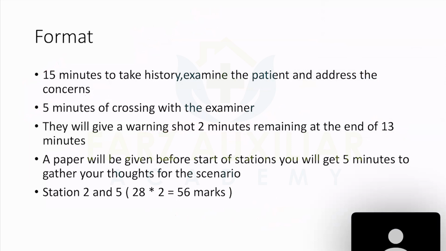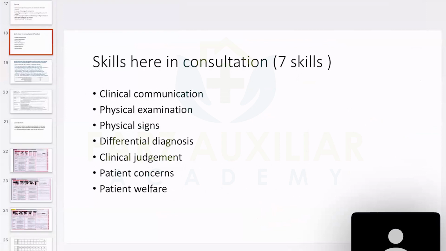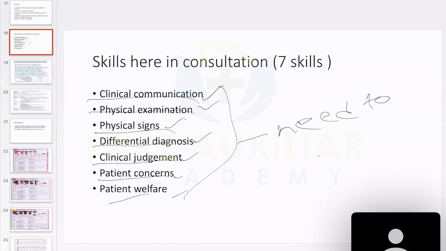So next we will go to these slides of description. These 7 skills: 1, 2, 3, 4, 5, 6, 7. Look at the skills: clinical communication, physical examination, physical signs, differential diagnosis, clinical judgment, patient welfare. All these you need to pass in each skill, so you can get the marks fully. You can cover these marks by this station. So you need to know more about this station, these long cases.